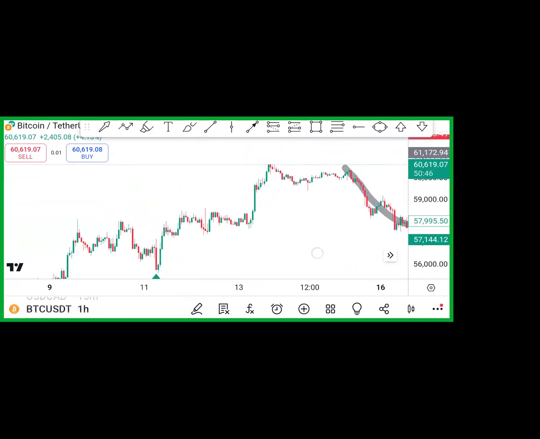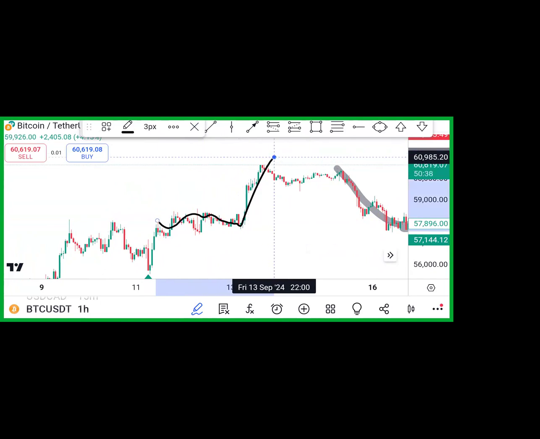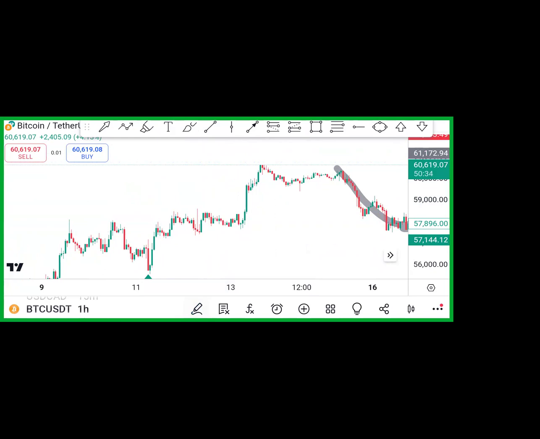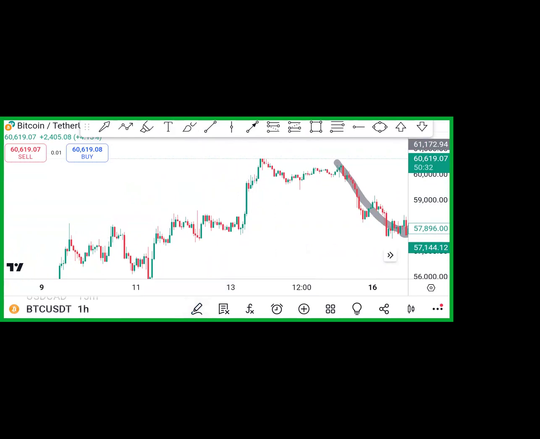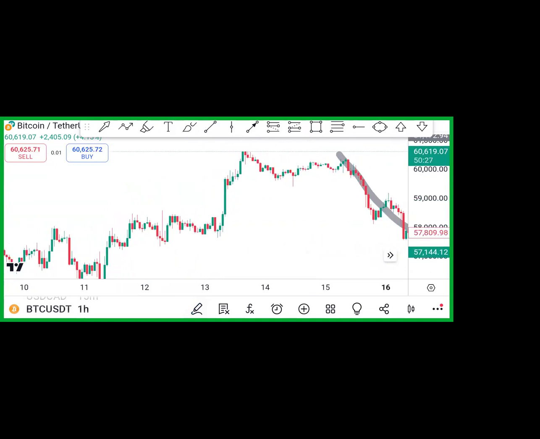Right? Now, let's see if we have any other demand level. We're currently seeing some sort of consolidation right here, then a spike up. Now, immediately that happened, what do you do? You want to mark out that demand level. And how do you mark it out? Your order block. Either the last opposite candle or the wicks of the candle.